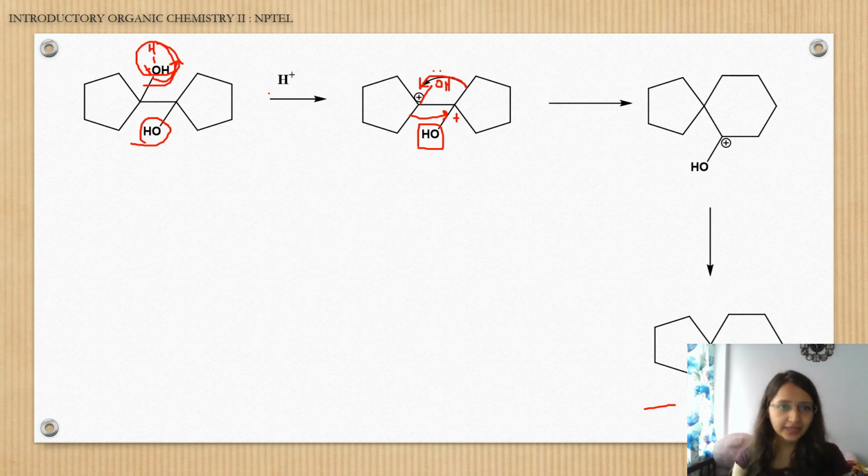See, what happens if you have acidic conditions at hand? This oxygen has a lone pair of electrons, it will take up the proton, right? And this H2O+ will get generated. After that, this water can leave out very easily. It is good, because as a neutral species it is leaving, right? So it will leave out very easily, and a carbocation is now generated at this carbon.